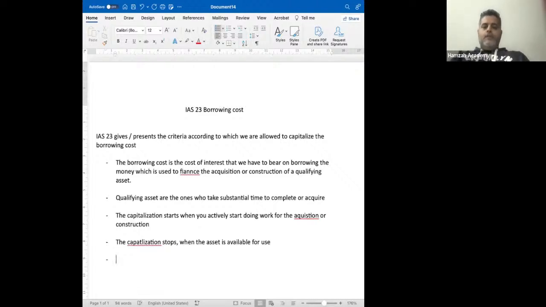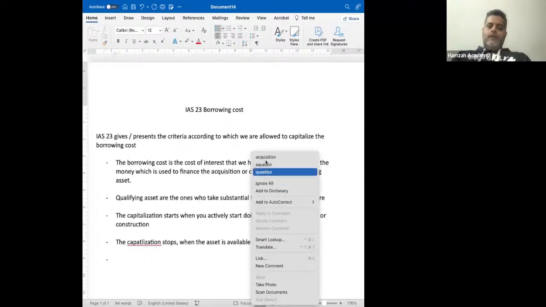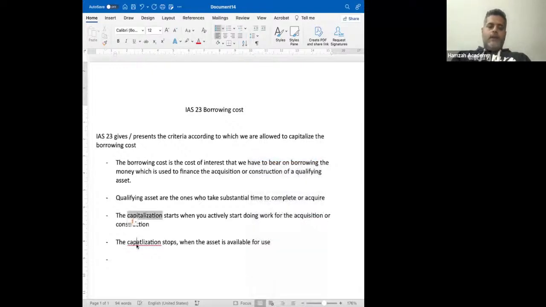Now, basically the borrowing cost standard allows you to capitalize the finance cost that you incur when you have taken a loan and you are acquiring or constructing an asset, and you have gotten the loan in order to do this. So the interest on that loan is something that you are allowed to capitalize. And the rule is that when you actively start the work to acquire the asset, the capitalization is going to start. And once the asset is available for use, you are going to stop capitalizing the interest.